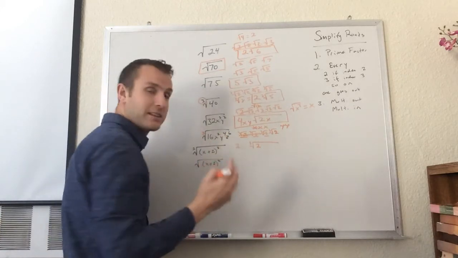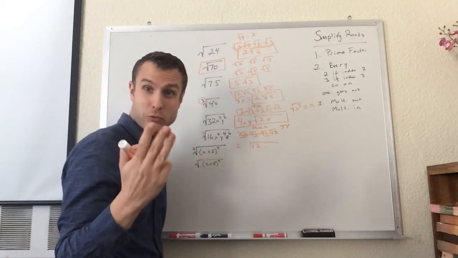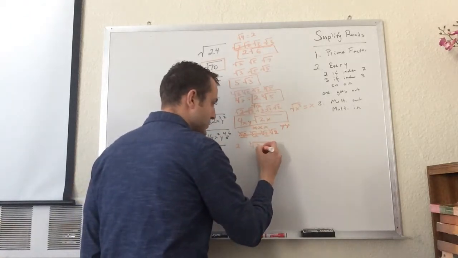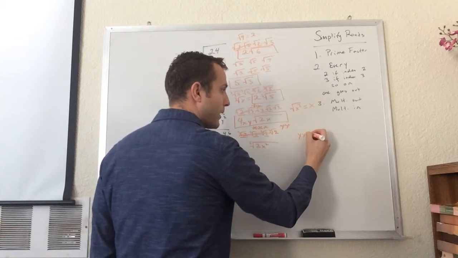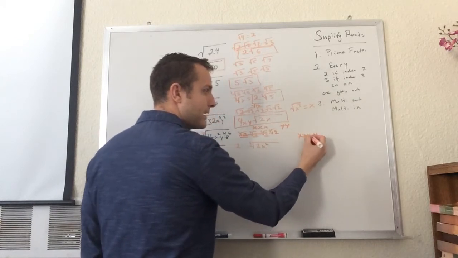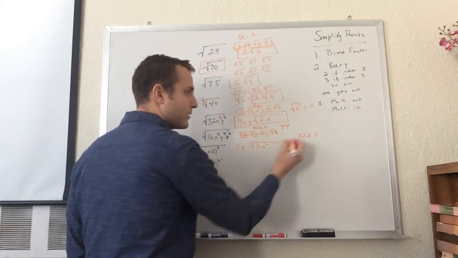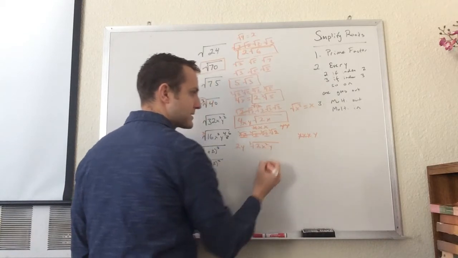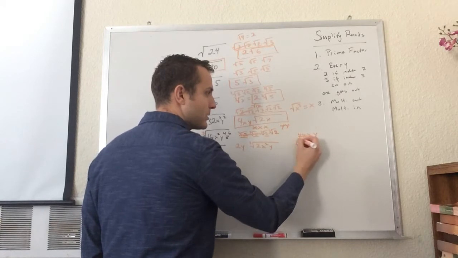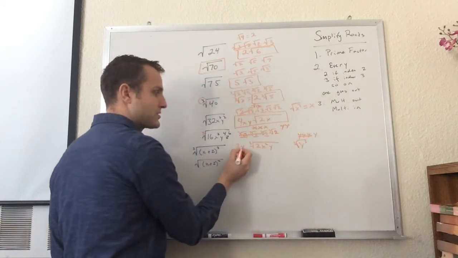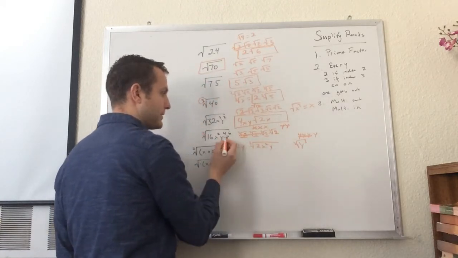X squared, that means I have 2 x's. Remember, I have to have 3 to pull it out, so I'm just going to leave x squared on the inside. Y to the 4th, that means I have 4 y's. Remember, for every 3, I can pull 1 out. And then I have 1 left inside. So these 3, that's y cubed. The cubed root of y cubed is just y, so I have a y on the outside, and then I have 1 y left inside.